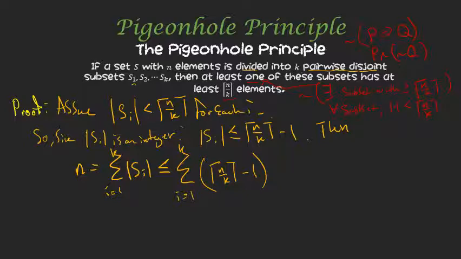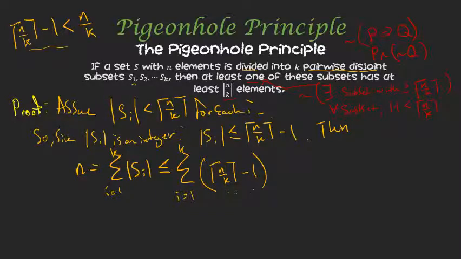And so I'd like to say that this is less than something involving n over k. I'll put this up here because I want to bound on this. And so this is also true, that the ceiling of n over k minus 1 is strictly less than n over k. So this will be true in all cases.